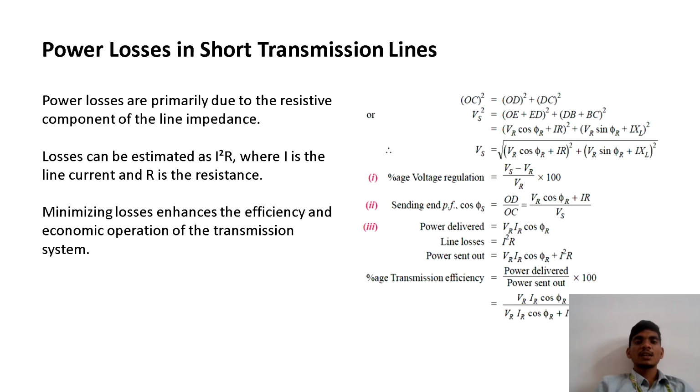Power losses in short transmission lines. Power losses are primarily due to the resistive component of the line impedance. Losses can be estimated as I squared R, where I is the line current and R is the resistance. Minimizing losses enhances the efficiency and economic operation of the transmission system.